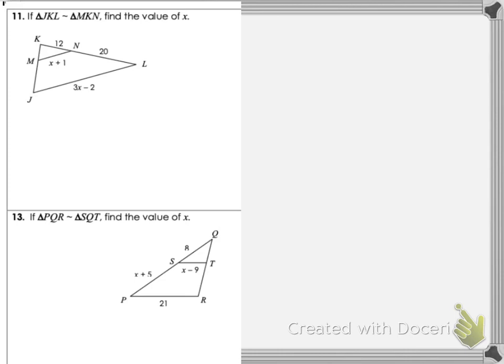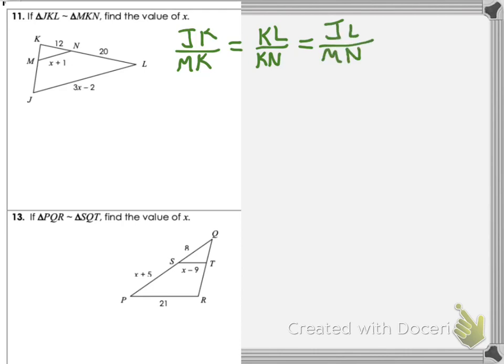All right, the next two, again, same thing. I'm going to use the similarity statements to let me know how to set stuff up. So let's change colors. So this one has JK compares to MK, KL compares to KN, and JL compares to MN.